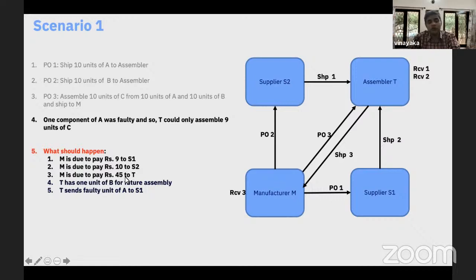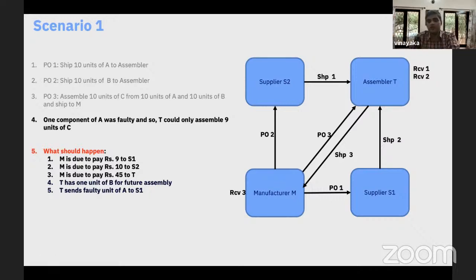M has to, of course, pay 45 rupees to the assembler, right? And you should have a situation where T agrees that 1 unit of B is there with him for future assembly, and T also sends the faulty unit of A back to the supplier.